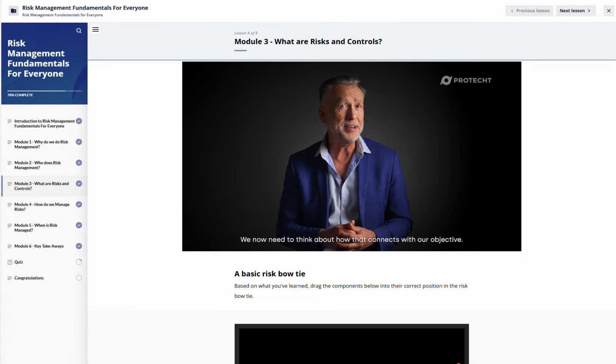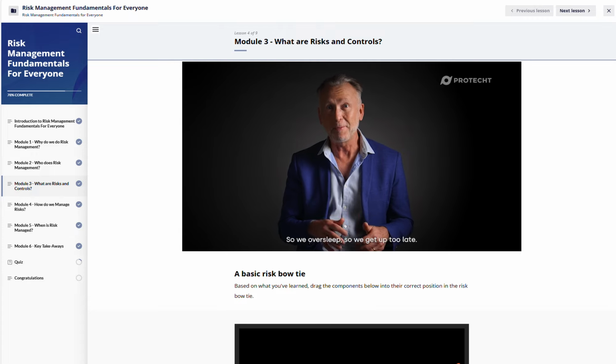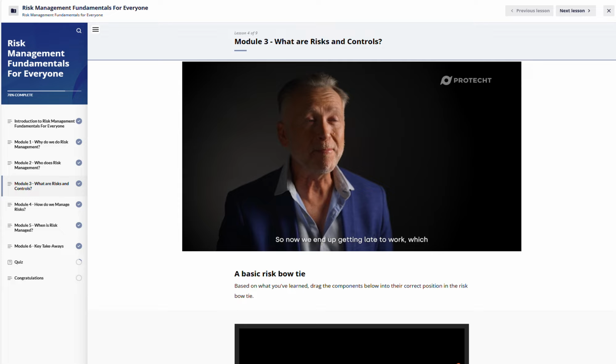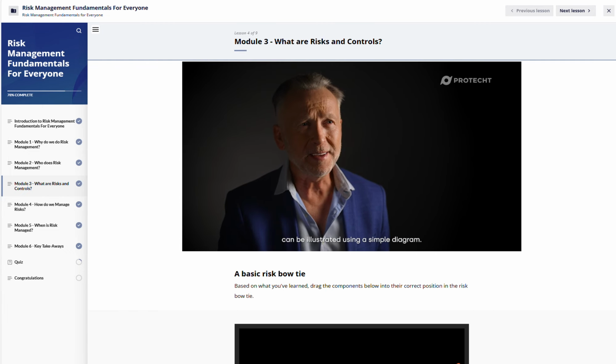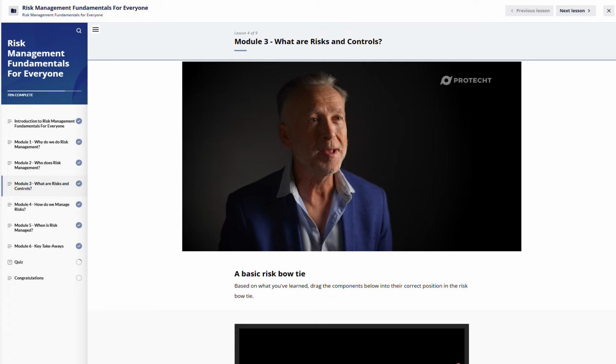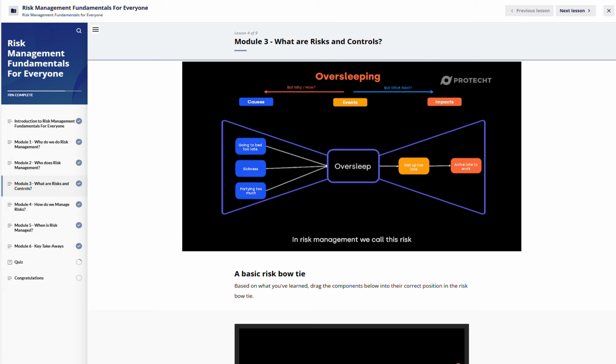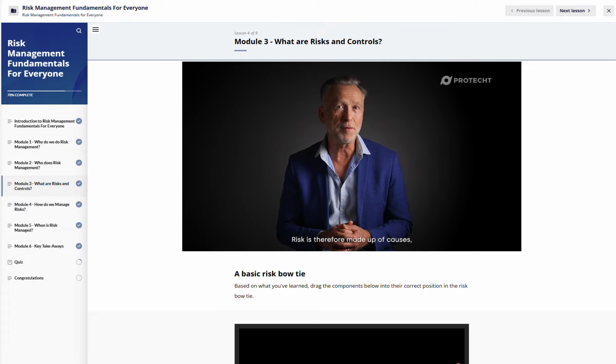Now we've overslept, we need to think about how that connects with our objective. So we oversleep, we get up too late, so now we end up getting late to work, which was one of our objectives. Now this can be illustrated using a simple diagram. Here is an example. In risk management, we call this risk bow tie analysis for obvious reasons. This is a really neat, simple way to get a better understanding of the risks you face. Risk is therefore made up of causes, risk events, and risk impacts on your objectives.